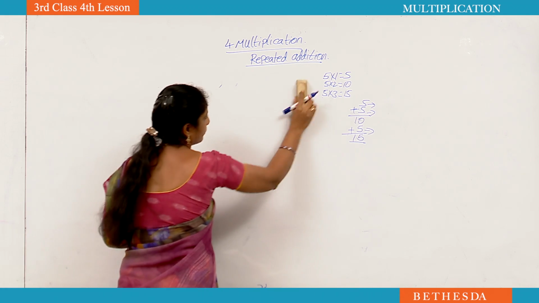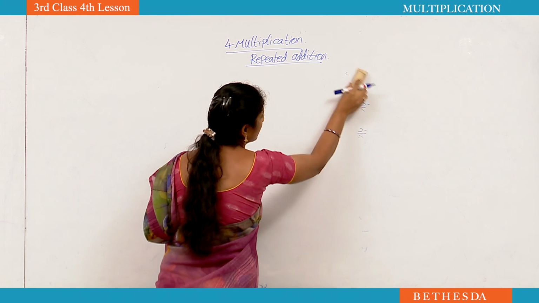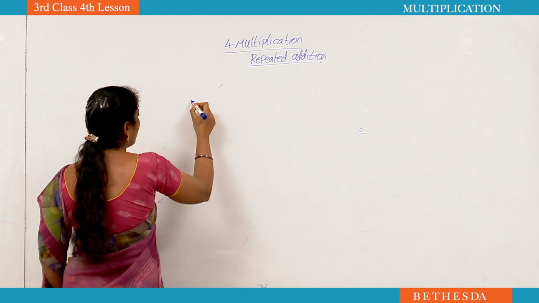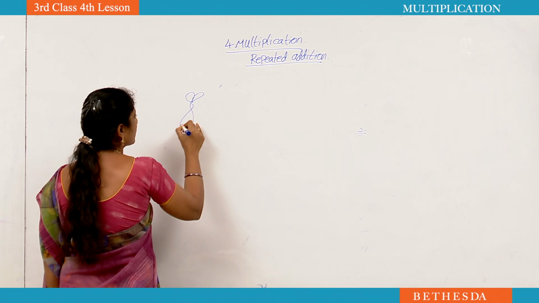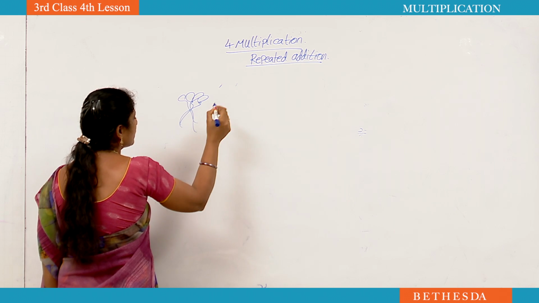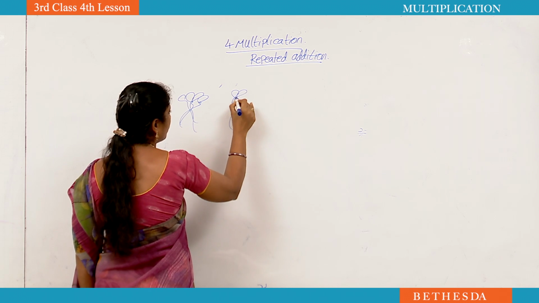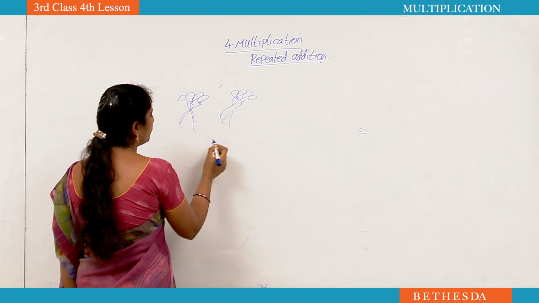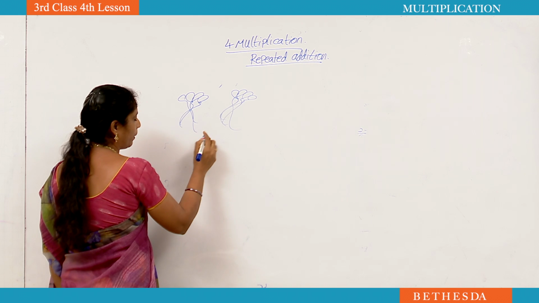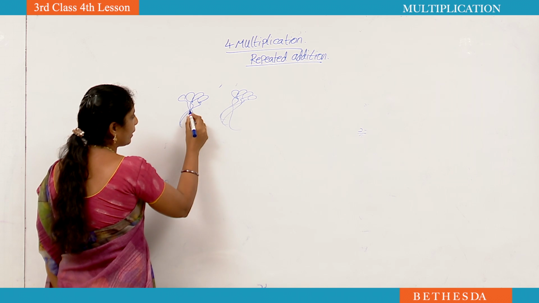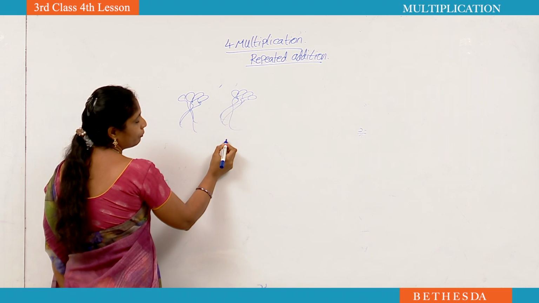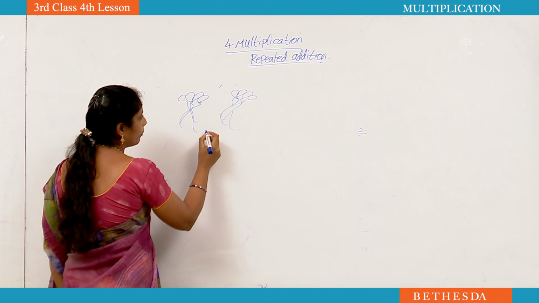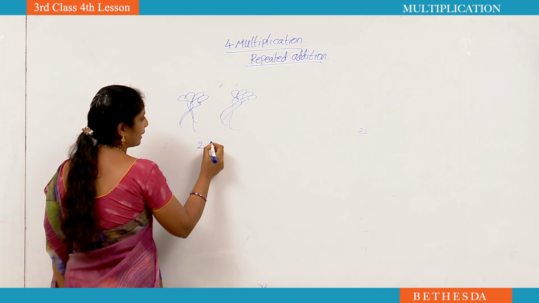See here, I have balloons. I made the balloons into bunches. See here, how many balloons are there in the first bunch? 4, and second bunch 4. Here I made 2 bunches. In the first bunch how many are there? 4. Second bunch 4. Now we can form the multiplication fact like this.